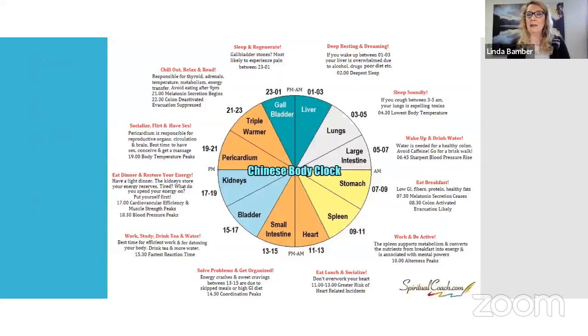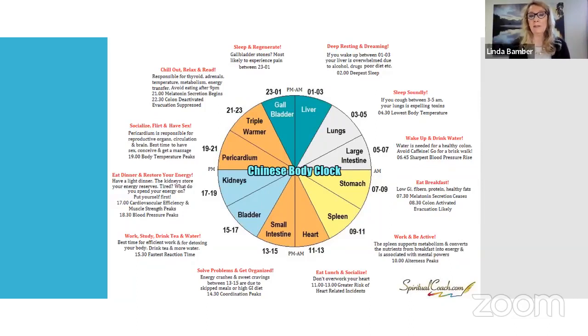Now, the next thing I want to share with you, I'm not sure if everybody has seen this before, and I think this is so interesting. This is a Chinese body clock, and this is one of my favorite things, but I'm not saying that I have it memorized completely. So we need to know, obviously, more about our sleep problem.